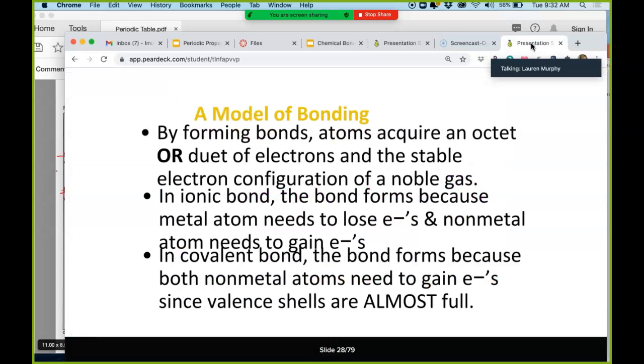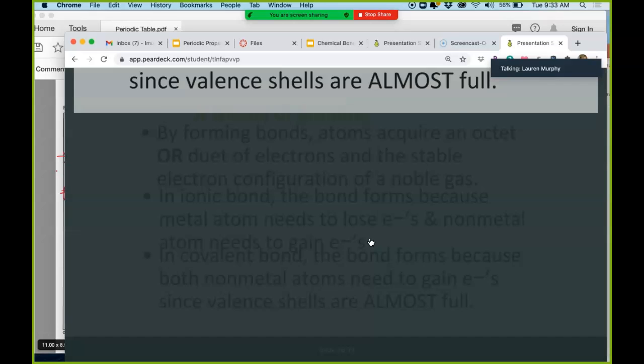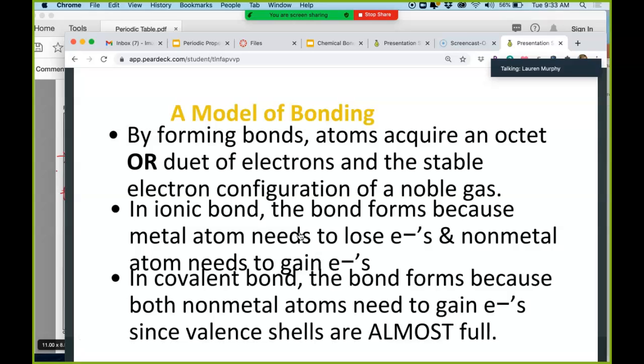So remember, for bonding, by forming bonds, so this is sharing, atoms acquire an octet or duet of electrons. So this is covalent bonds, okay? By sharing. That's one way. In an ionic bond, usually metals and non-metals, it happens because one thing loses the electron and the other thing will gain it. That will give each of them now an octet. It's still an octet of electrons, it's just an octet using a different route.